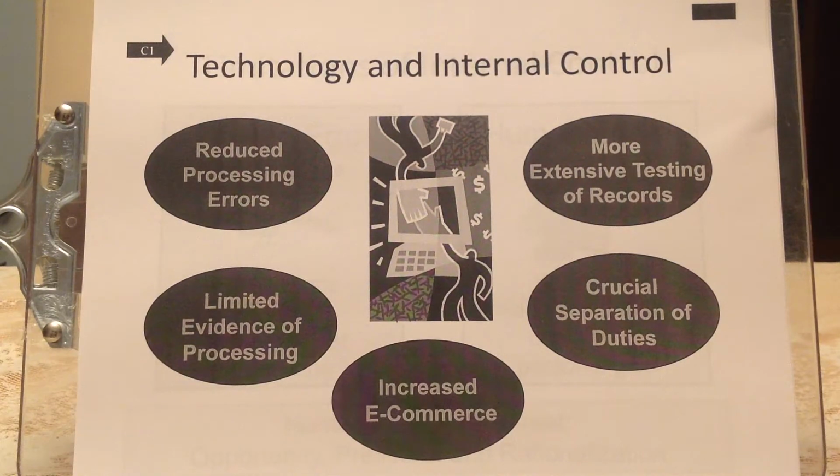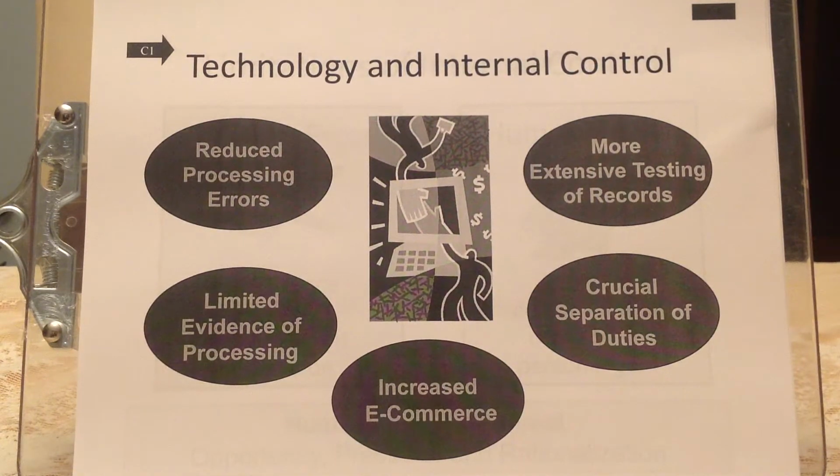There's limited evidence of processing, so now the actual track of transactions, the audit trail, is not there anymore. You used to be able to follow every single piece of paper through the system, and now we don't have the paper, so you don't have as much evidence that it actually got processed correctly. It's more intensive, so now we make sure that we have all the possible controls we can. There's more intensive testing of those records to make sure they're done right.